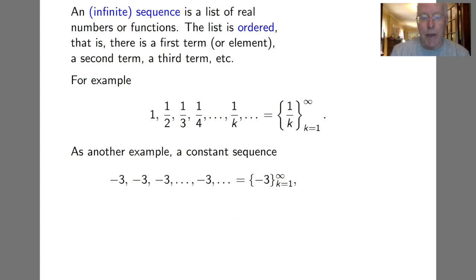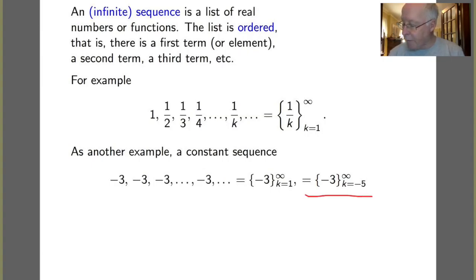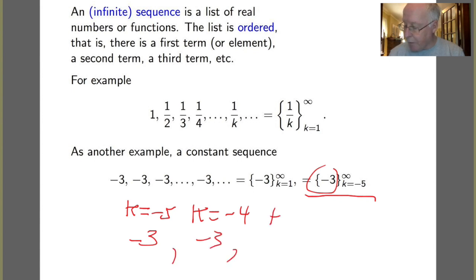Now, sequences can be denoted in many ways. For example, we could also denote this sequence by saying it's just minus 3, and we may decide we want the k to run from minus 5 up to infinity. Now we start with k equals minus 5. When k equals minus 5, the thing inside here becomes minus 3. And when k equals minus 4, the next one up, we get minus 3 again. When k is minus 3, again, the minus 3 in here doesn't change, etc.